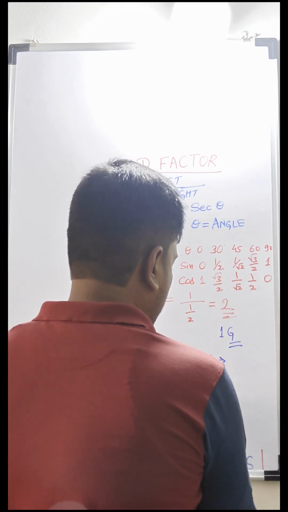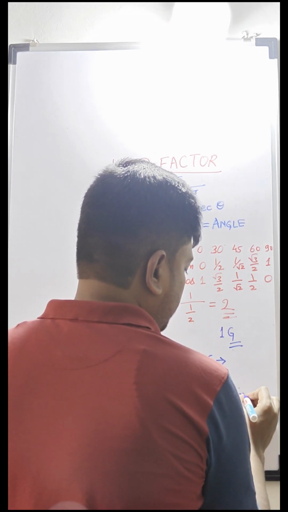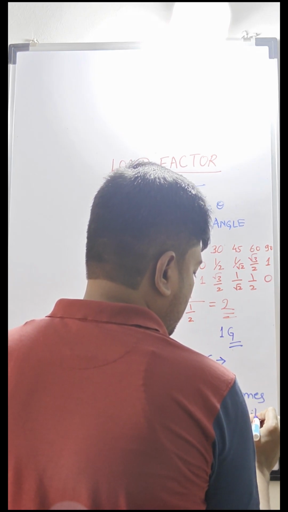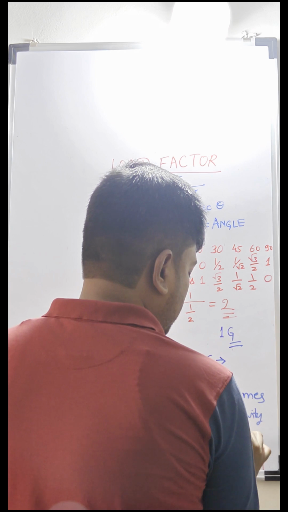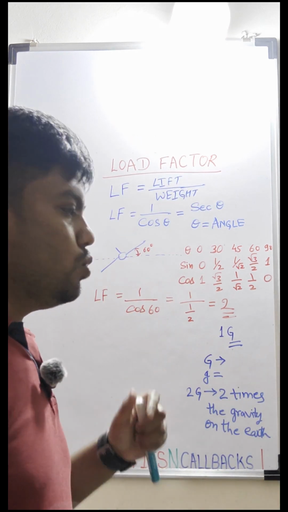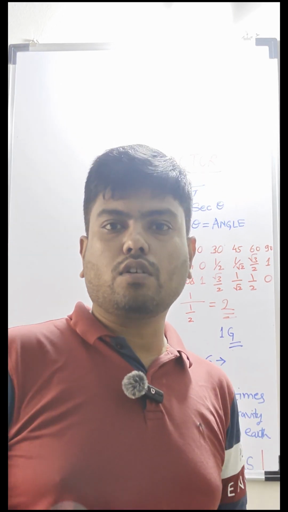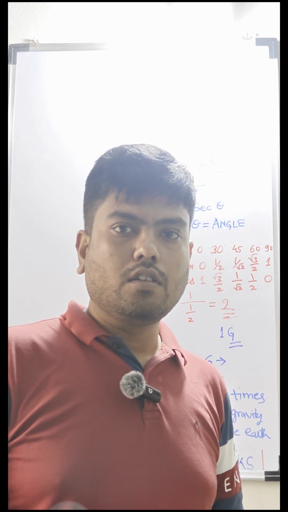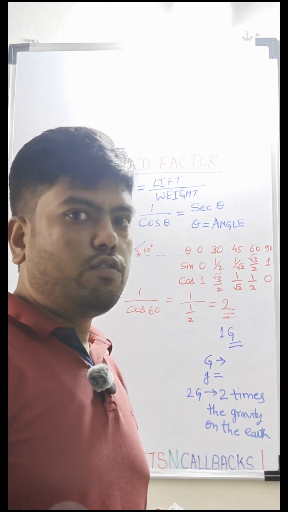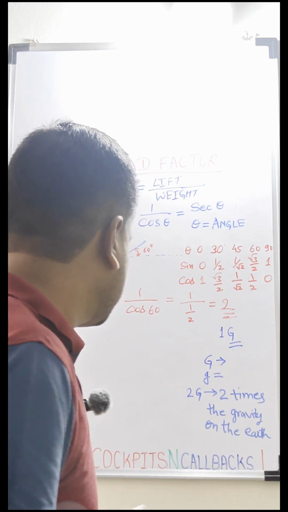So what I really mean by 2 here is, when I write 2g, it means 2 times the gravity on the earth, right? So when I say 2g, it is 2 times the gravity that the aircraft would experience on the surface of the earth, or in a straight and level flight. Similarly, 3g would be 3 times that gravity, basically, right?